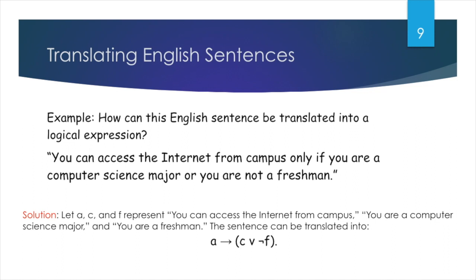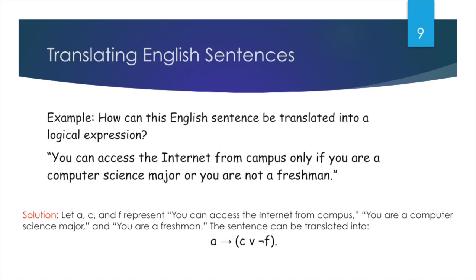So I will have, for example, A, which refers to you can access the internet from campus if you are a computer science major or you are not a freshman. Because the original statement was saying you are not a freshman. But my statement that I put when I chopped that long statement into small portions, I say you are a freshman. So I have to use negation there.